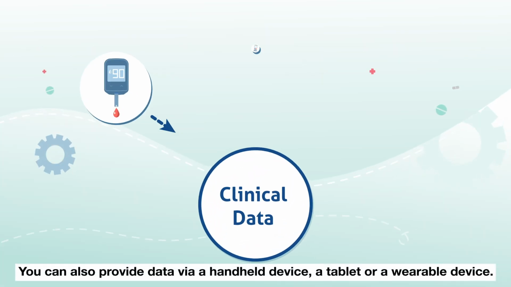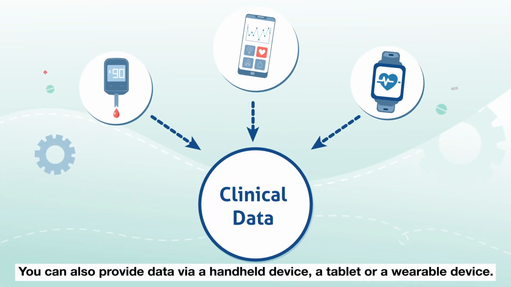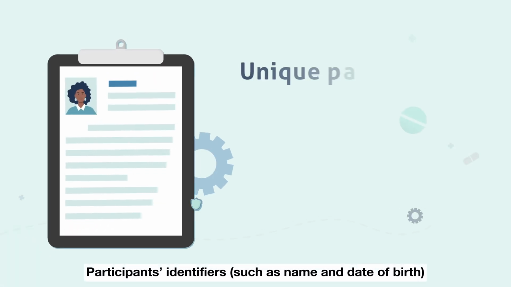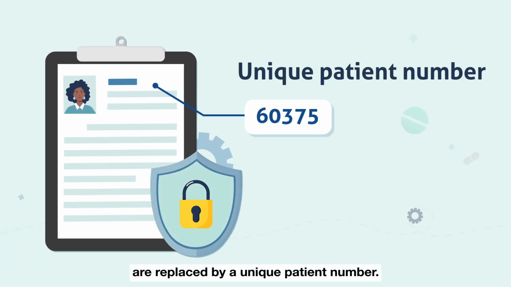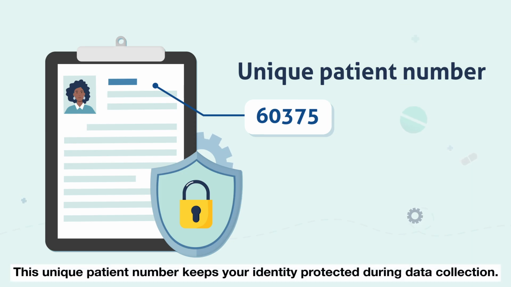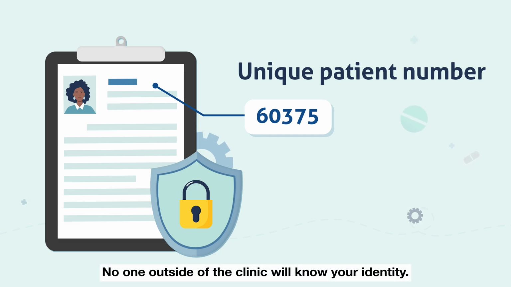You can also provide data via a handheld device, a tablet, or a wearable device. Participants' identifiers, such as name and date of birth, are replaced by a unique patient number. This is called coded data. This unique patient number keeps your identity protected during data collection. No one outside of the clinic will know your identity.